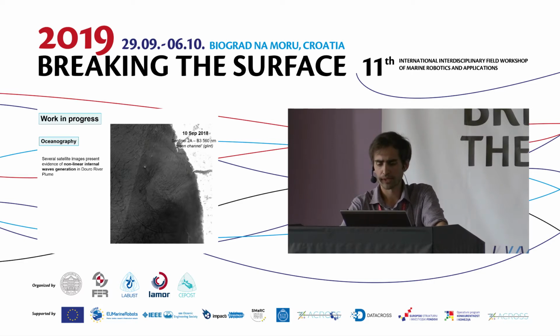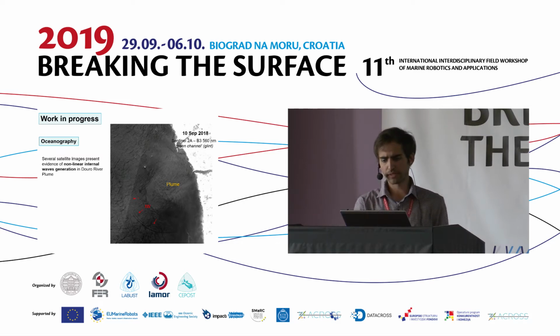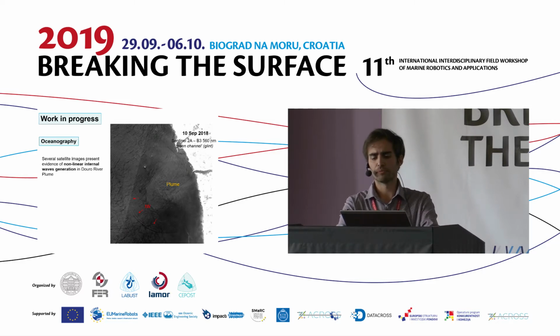So here's one example of an image from, I think, Sentinel-2A, in the green channel. It has very high resolution, 10 meters per pixel. It is possible to observe the plume water mass, and then we can see trains of waves radiating from the plume. This image is very similar to others collected from the Columbia River.